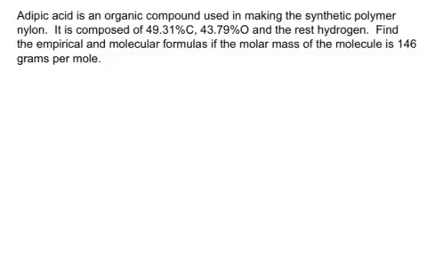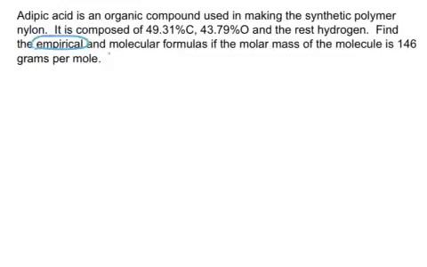So anyway, here is our problem that we're going to try to work for an example. Adipic acid is an organic compound used in the making of the synthetic polymer nylon, and it's also known as nylon 66. It's composed of 49.31% carbon, 43.79% oxygen, and the rest hydrogen. Find the empirical and molecular formulas if the molar mass of the molecule is 146 grams per mole. We're going to start by finding the empirical formula.